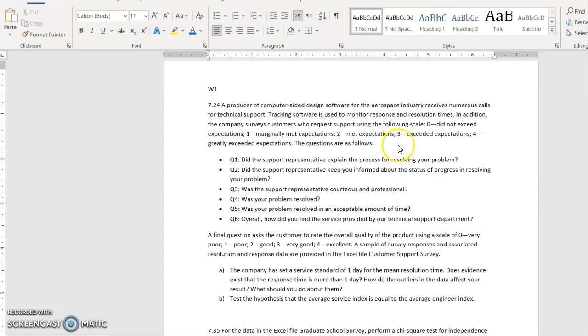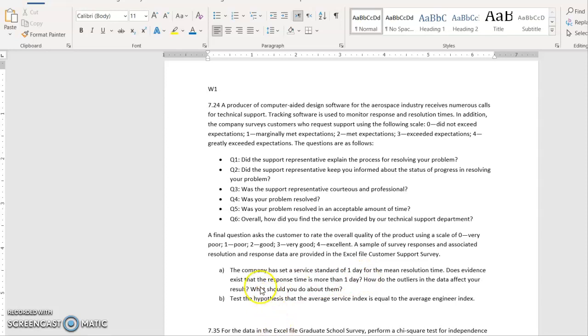Week one has two problems. Number one is problem 724. It's basically saying there is a producer of software and they make calls and technical support. They are tracking their time and service, and they create surveys listing 6 questions. These are the survey questions. And they also have an overall rating for the quality from 0 to 4. This is a scale from 0 to 4, and asking 2 questions.